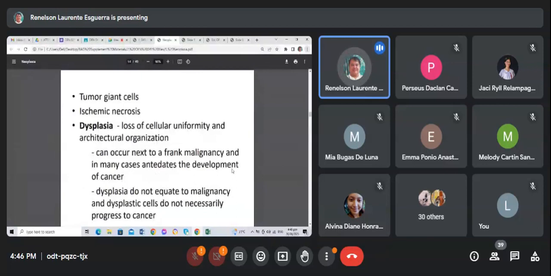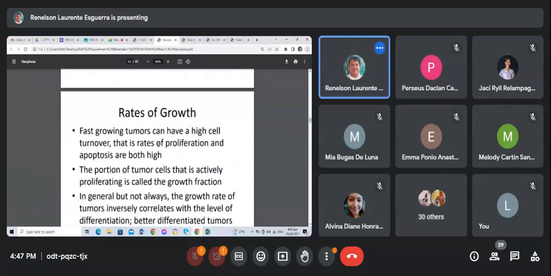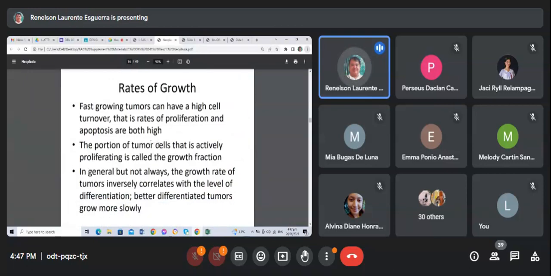You also have tumor giant cells that can be present. You have ischemic necrosis because of the fast rate of mitosis and proliferation. Cell division is at a very fast rate, so at times there would be necrosis that you can find. And you have dysplasia. The rates of growth could be faster than the normal cells, and the portion of tumor cells that is actively proliferating is known as the growth fraction. In general, but not always, the growth rate of tumors inversely correlates with the level of differentiation. So if they are poorly differentiated forms, meaning the cells do not look similar to the cell of origin, it grows fast.